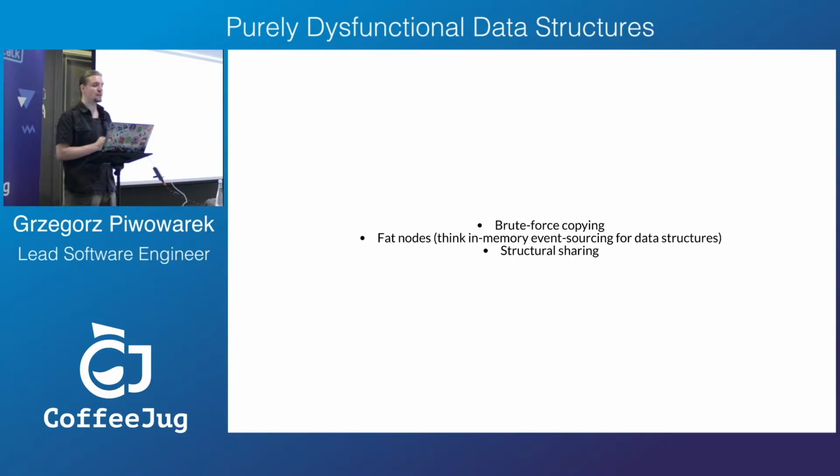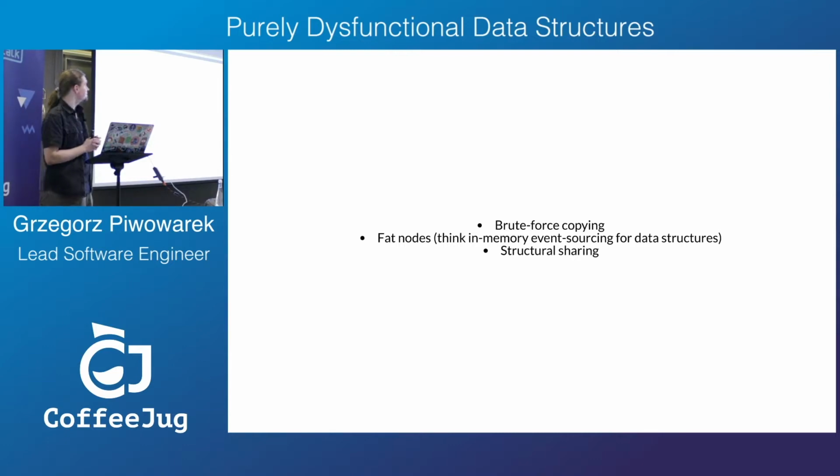The second one is by using fat nodes, which means it's some form of event sourcing, but for data structures. So imagine having a list which stores events or some form of, let's say, commands, you know, add, remove elements, and then derives the final version of itself by applying all of them in there. But do you see any problems with that? It's like a memory leak on request, right? It's like a constant memory leak, so it's not ideal.